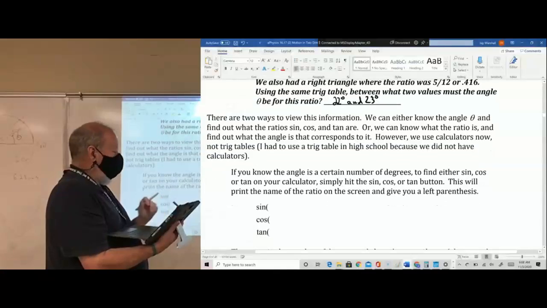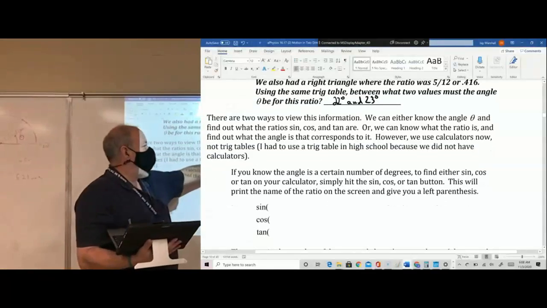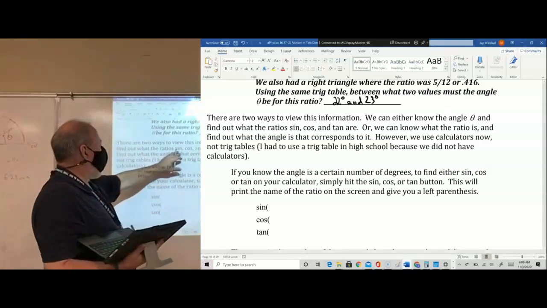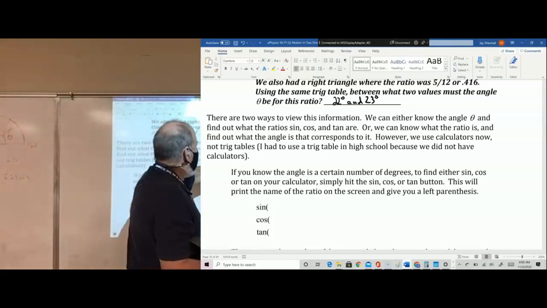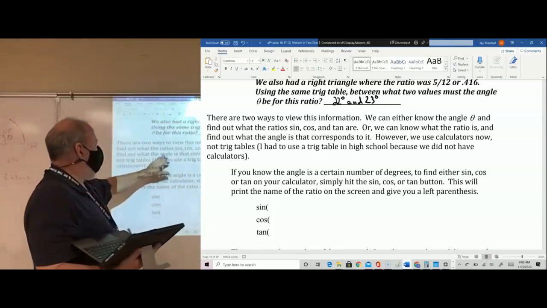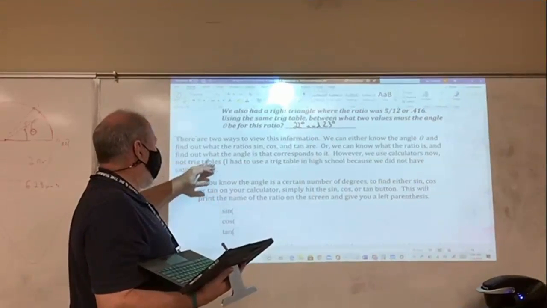Now, there are two ways to view this information. We can either know the angle theta and find out what the ratios are, or we can know what the ratio is and find out what angle corresponds to it. Now, we use calculators now, not trig tables.